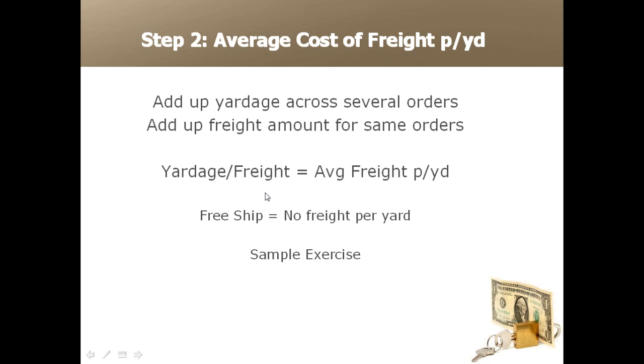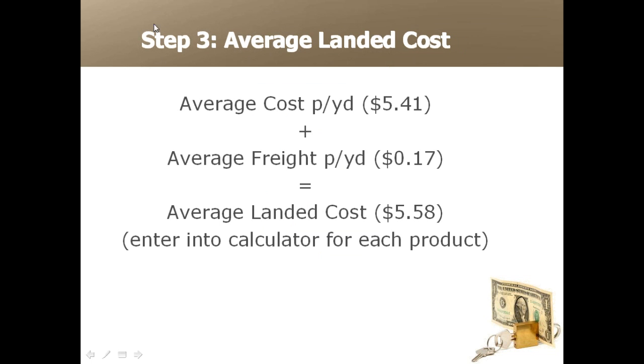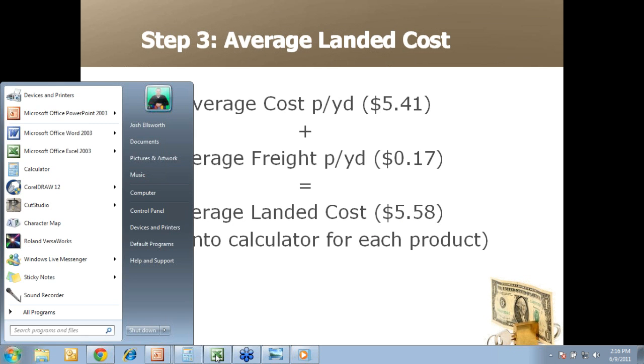So if I go to the next slide, you can see what I'm aiming for this whole time is average landed costs. So the average landed cost is the average cost per yard. For Premium Plus, it was $5.41. The average freight per yard, which we just figured out in Jane's case, would have been 17 cents, and that equals an average landed cost. So cost landed on this product that we're going to punch into our calculator is $5.58. So let me go to the cost calculator, and we're going to enter all of our costs.